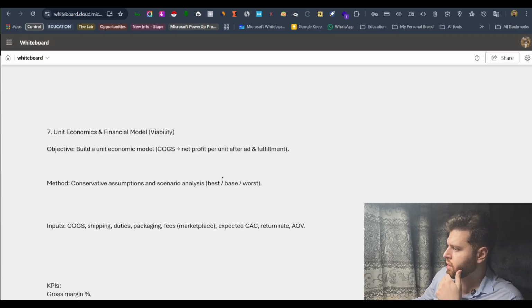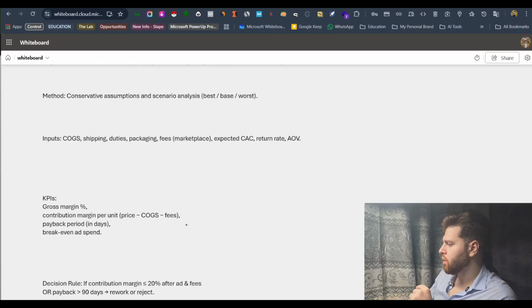The method is conservative assumptions. Don't just put high expectations. Be realistic and use the method of scenario analysis: best, base, and worst. Consider all of them, not only one.